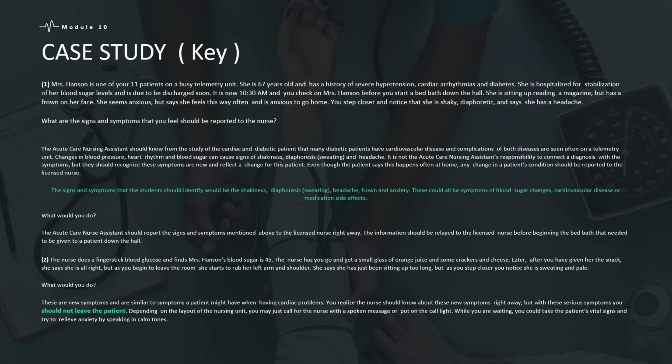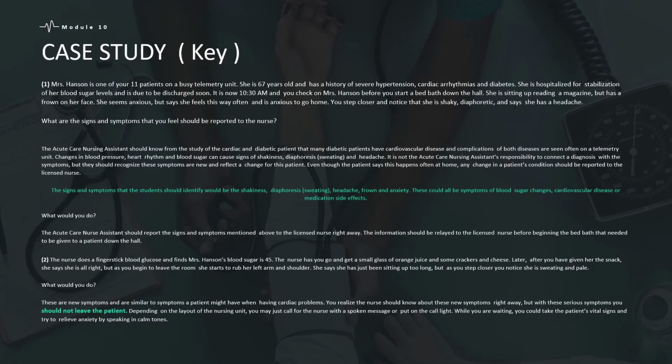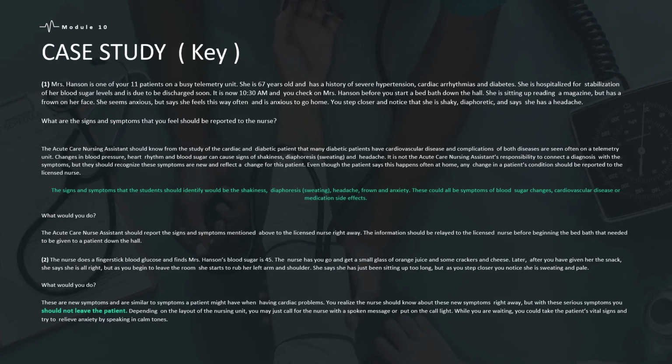Mrs. Hansen is one of your 11 patients on a busy telemetry unit. She is 67 years old and has a history of severe hypertension, cardiac arrhythmias, and diabetes. She is hospitalized for stabilization of her blood sugar levels and is due to be discharged soon. It is now 10:30 a.m.